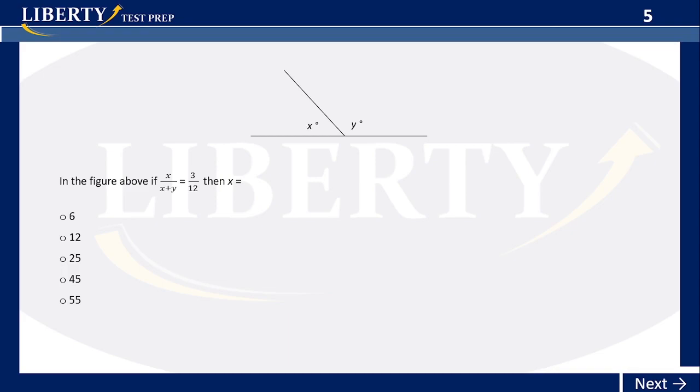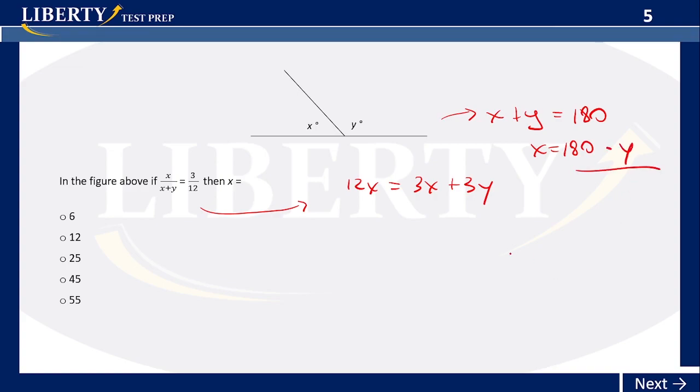So it says in the figure above, if x over x plus y is equal to 3 over 12, then x is what? Okay, let's try to get x. The first thing we're going to do is cross multiply: 12x is equal to 3x plus 3y. From here we can get one equation: x plus y is equal to 180. So we can say x is equal to 180 minus y.